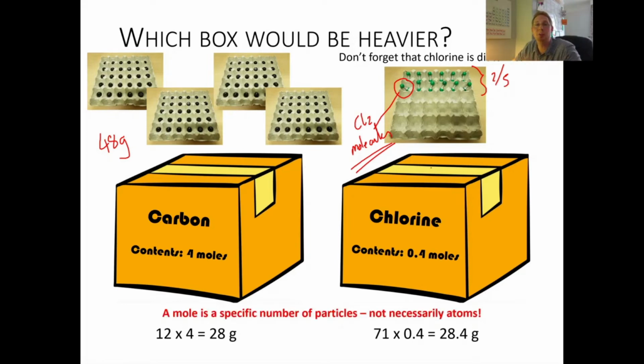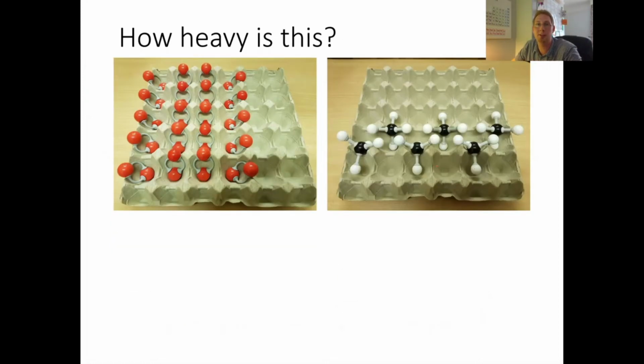A mole is a specific number of particles. As long as it's the same, you can put anything you like in those slots. It doesn't just have to be atoms, it can be molecules, it can be ionic compounds. Have a think about how heavy these would be. So on the left, we've got 2/3 of a mole. The tray is 2/3 full. And if it were full, it would weigh 32 grams. So 2/3 times 32 is about 22 grams.